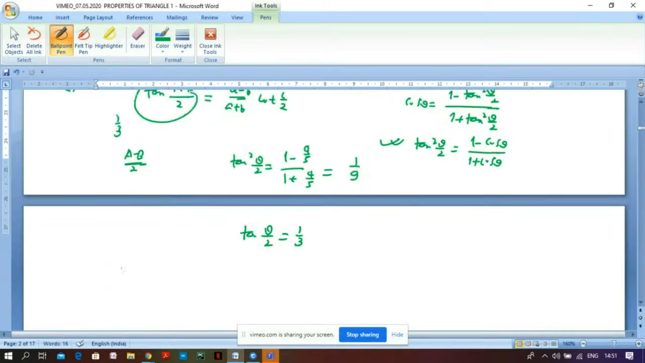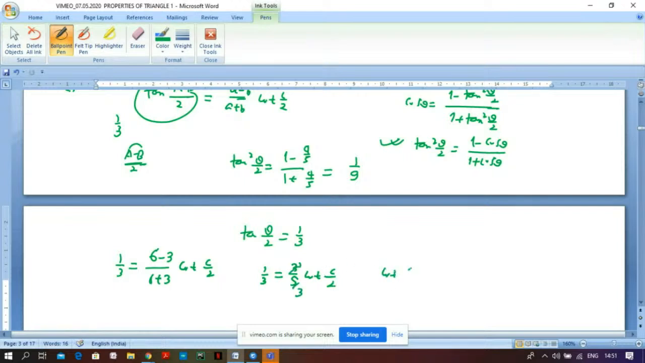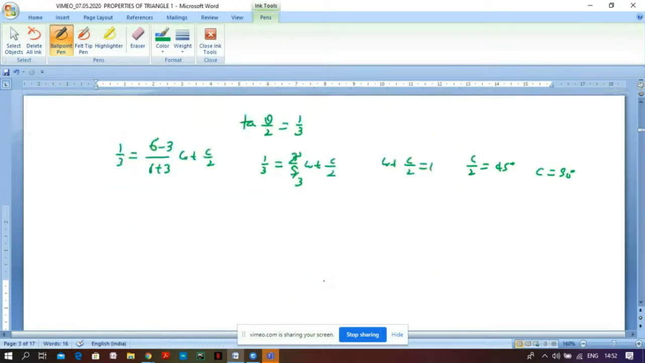So we got 1 over 3, and a is given to be 6, so 6 minus b over 3, and a minus b capital of course was greater because small a exceeds small b, sides exceed, and this is 6 plus 3 times cot of C over 2. That gives me 1 over 3 is this side is exactly 3 over 9 cot of C over 2, so that's again 1 over 3, and so cot C over 2 equals 1. That means that C by 2 equals 45 degrees, and so C is 90 degrees. It means the triangle is a right angle triangle.